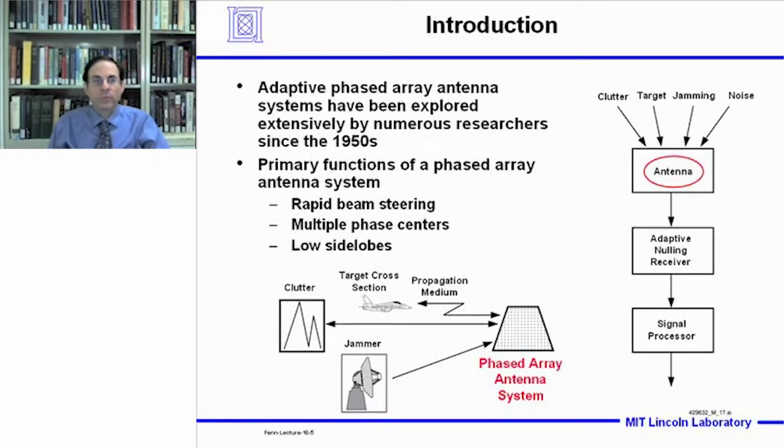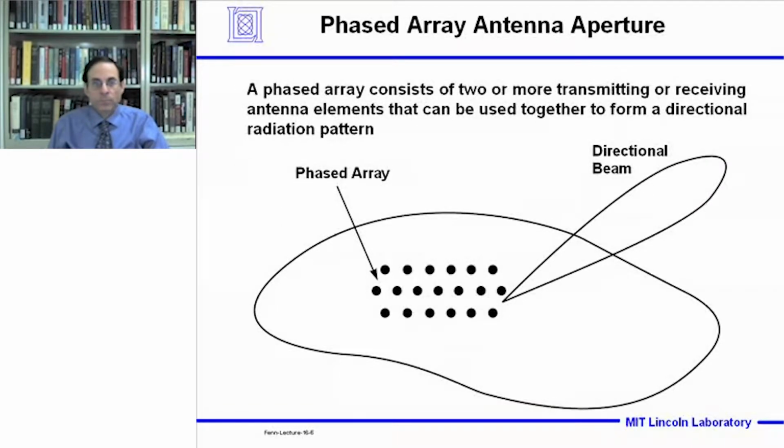So by way of introduction, adaptive phased array antenna systems have been explored extensively by numerous researchers since the 1950s. The primary functions of a phased array antenna system are to provide rapid beam steering, in some cases multiple phase centers, and low side lobes. By definition, a phased array antenna consists of two or more transmitting or receiving antenna elements that can be used together to form a directional radiation pattern.